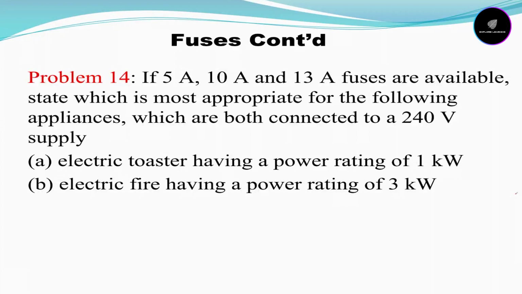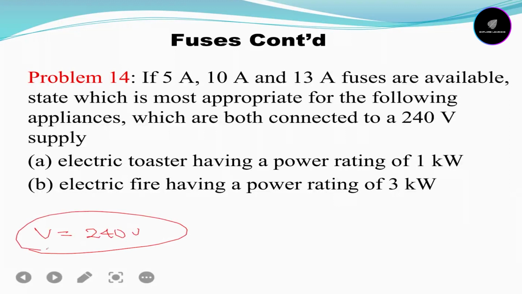All we need to do is to have it in mind that the voltage is 240 V. Then for A, the power rating for the toaster is 1 kW, and for B, the power rating is 3 kW. So for A, the toaster, P equals IV. This is the formula we're going to use.